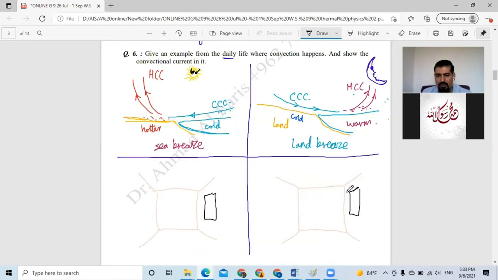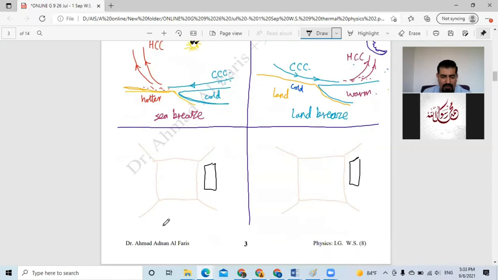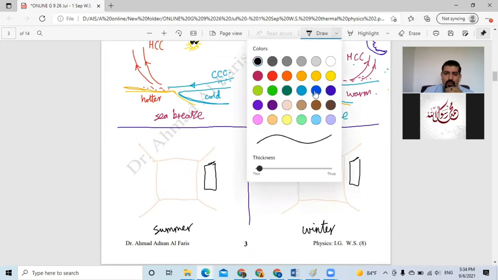Here let's talk about summertime, and here let's talk about winter time. During the summertime, the main source of heat coming into the room is from where? From the window, not from the walls. There is heat from the walls, but it's nothing compared to the heat that comes from the window. So usually we put an air conditioner.